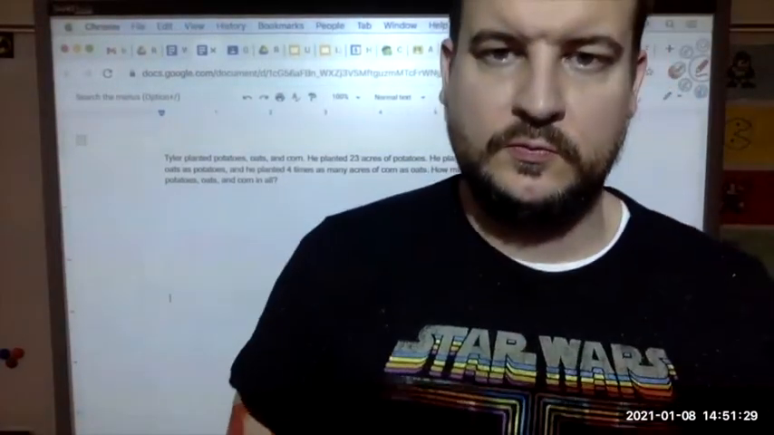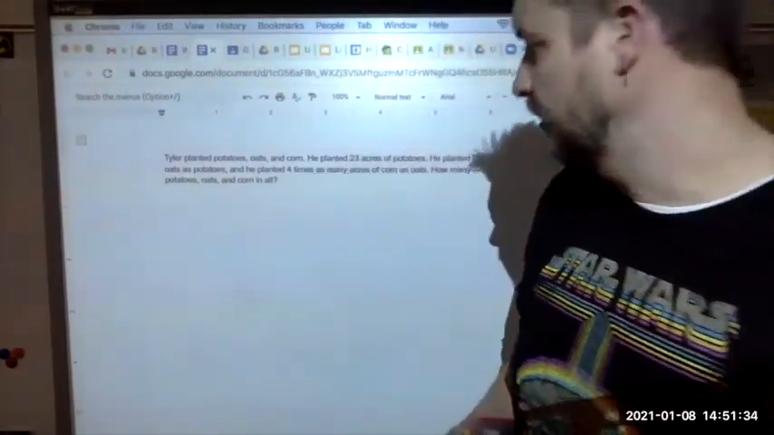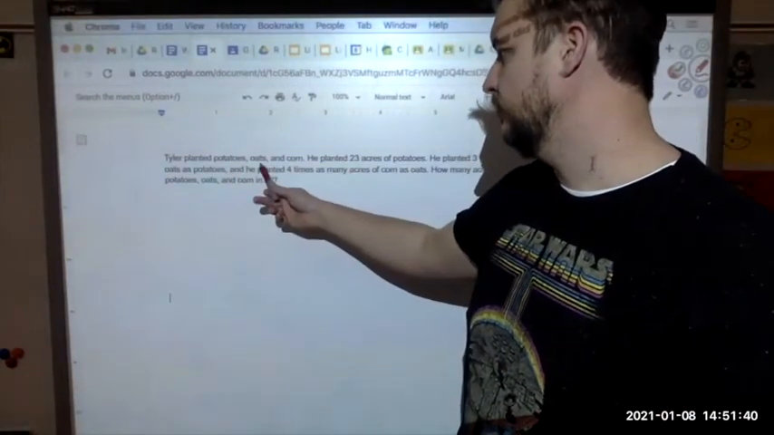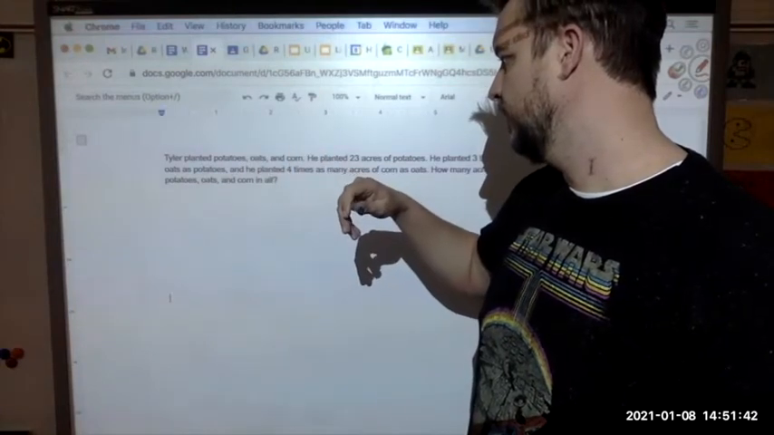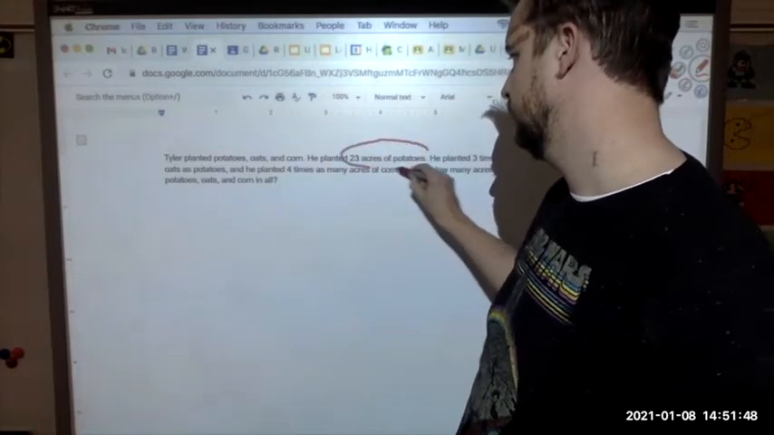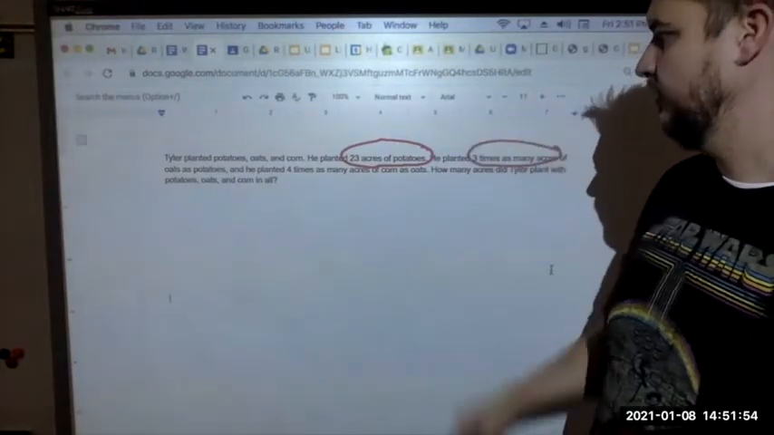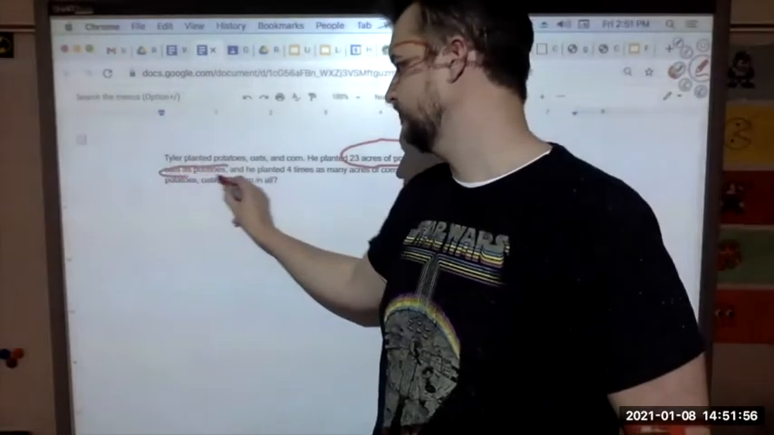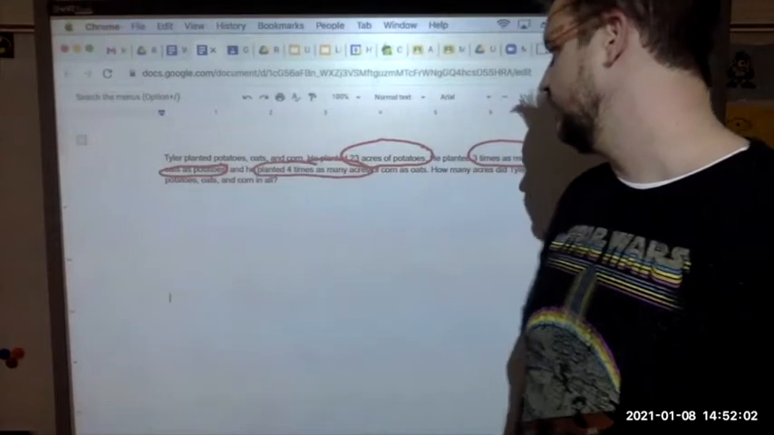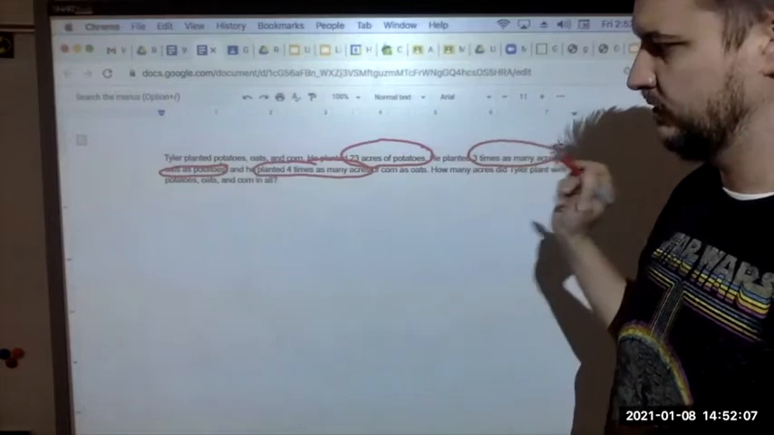All right, so let's look at this application problem. So right now we're dealing with Tyler. The question says Tyler planted potatoes, oats, and corn. He planted 23 acres of potatoes. He planted 3 times as many acres of oats as potatoes. And he planted 4 times as many acres of corn than oats. How many acres did Tyler plant with potatoes, oats, and corn in all?